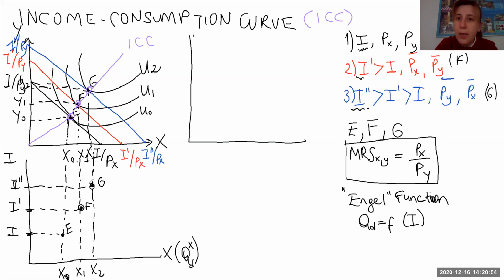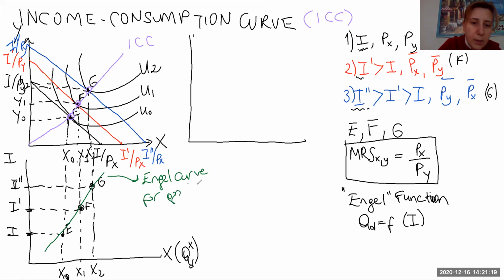So by using all these couples of income and quantity demanded at E, F, and G, we can derive the Engel function of this consumer. So this one is the Engel curve for good X. What can you say about good X by looking at the shape or the slope of the Engel curve? You can see the Engel curve for good X is positively sloped.